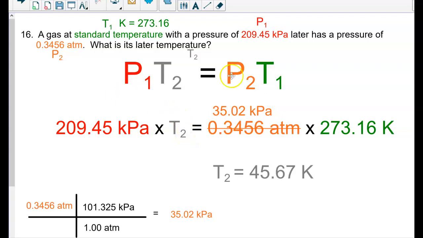Please pause the video. Make sure you show me the generic formula, the numbers with units plugged in, and the answer with units. Go ahead and check your math. Make sure you can get my answer, and then restart the video.